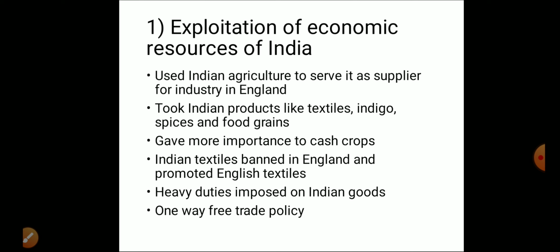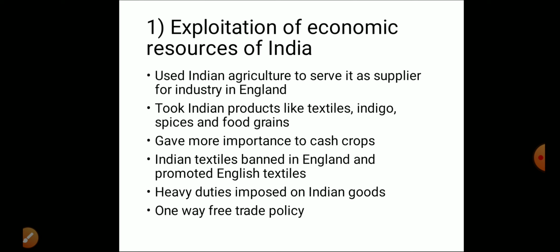How India's resources were exploited by the Britishers simply for making their industry in their country more powerful and superior in nature. Let us see some of the other things. They used Indian agriculture to serve as a supplier for the industry in England. Means India became a mere agricultural colony to England.